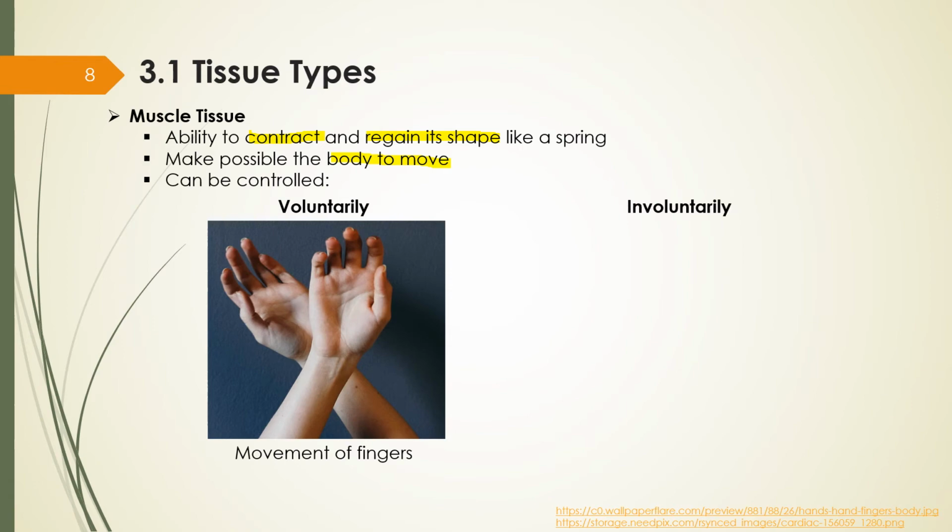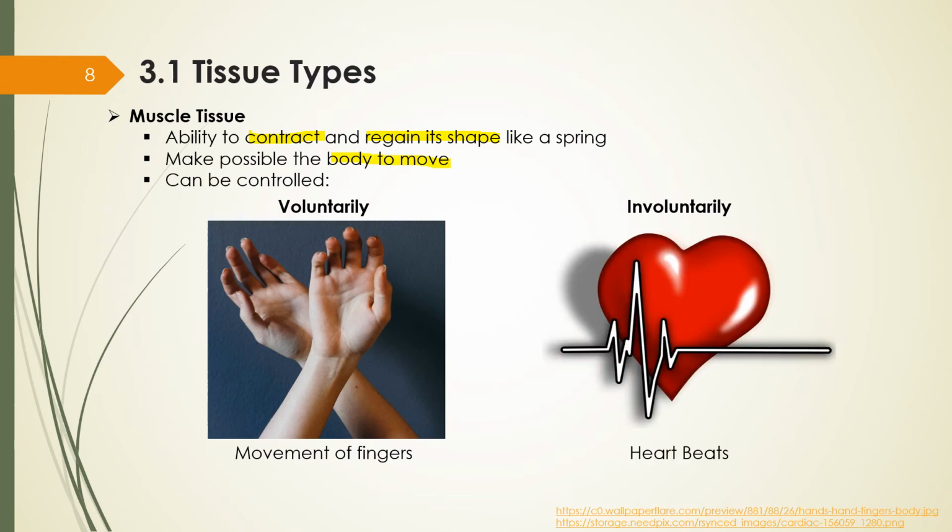But there is some muscle tissue that you cannot control, that you cannot make work or not work. For example, your heartbeat. Imagine if you could control it. Nobody would be alive. So the heartbeat is made of muscle tissue, but you cannot control it. So it moves by itself. It moves involuntarily. So you don't control this movement.